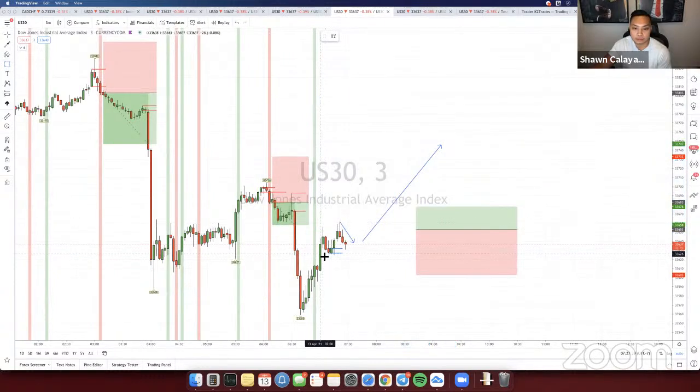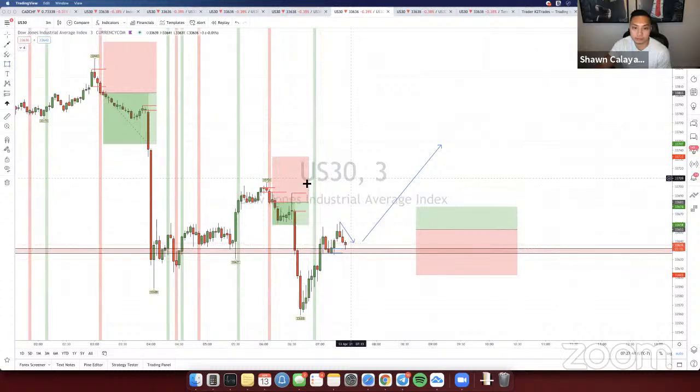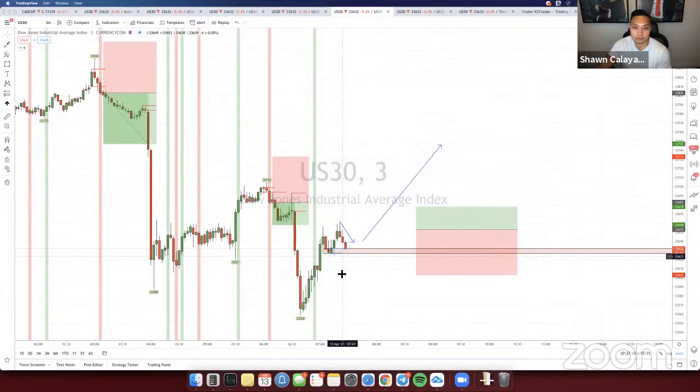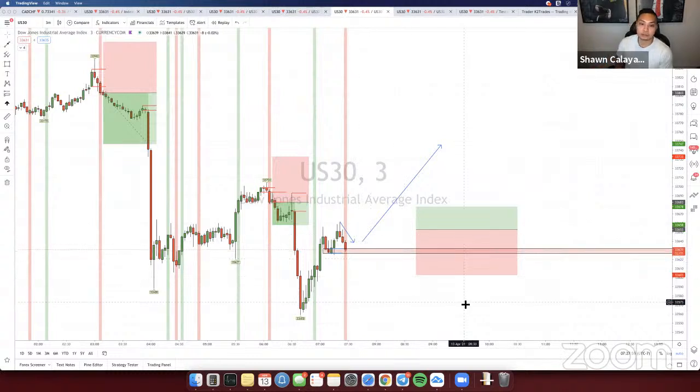Just going to draw this right here. This is going to be considered the order block from this point. All right, cool. So that's perfect. I just need that to close. So we're going to have that close right there. As soon as it closes, we'll be looking for the buy, or I don't know, we'll see. We might be looking for the sell.